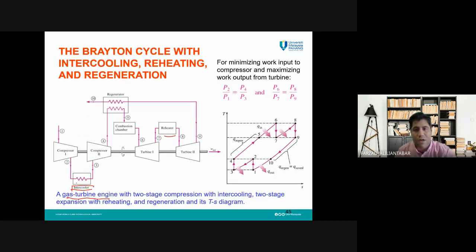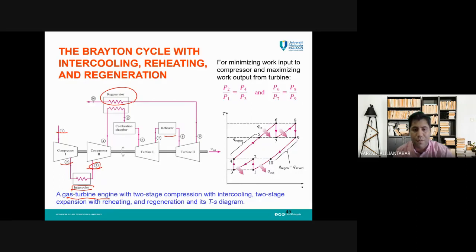What is the role of the intercooler? It will reduce the temperature between these two compressors from state 2 to state 3. Because in the compressor, due to the compression, the temperature of the working fluid will increase. We use an intercooler again to reduce it for the second compressor. Then it will go to the regenerator. You know that we need to have a regenerator to increase the efficiency. Then the combustion chamber, then a turbine.